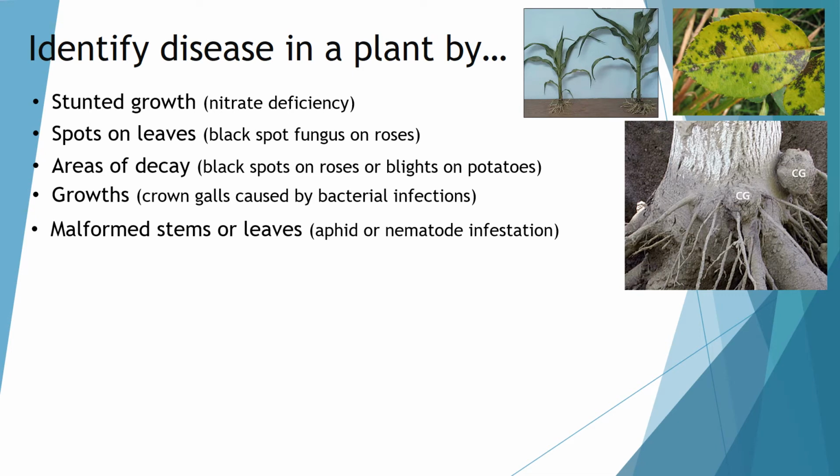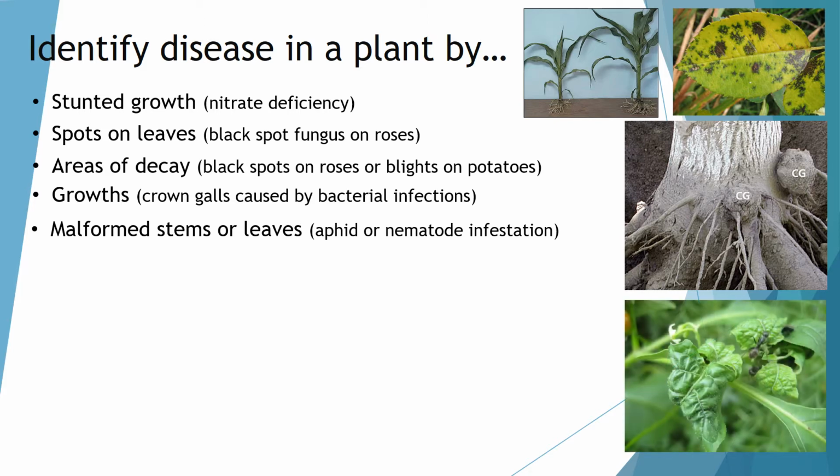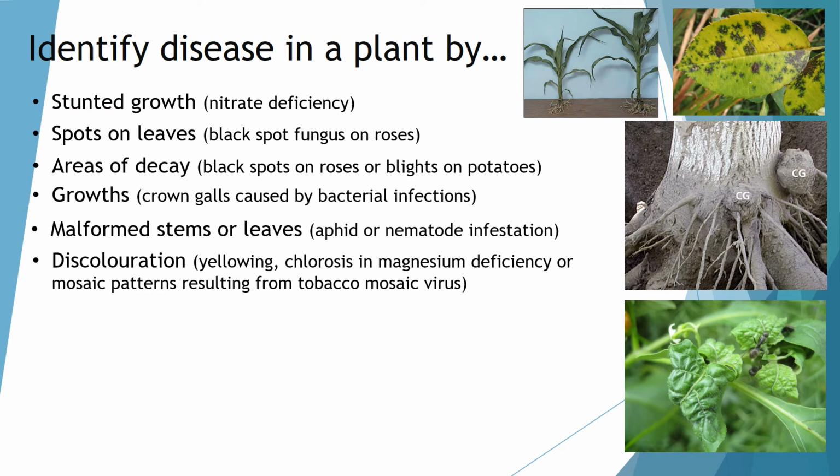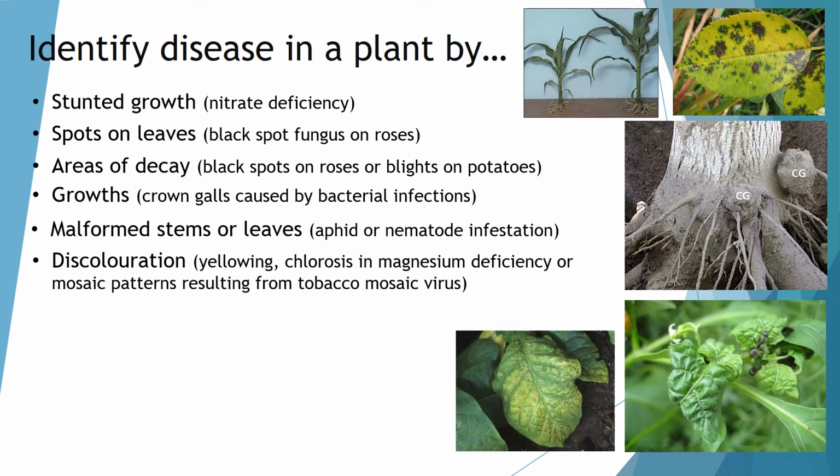Stems or leaves being malformed. Quite often you can have an aphid or a nematode infestation, so aphids will suck into the stem and cause deformations. Discoloration, any yellowing or chlorosis. Remember, chloro is to do with chlorophyll. So that is affecting the chlorophyll, which means that plants with a magnesium deficiency will have this sort of yellow mottled pattern. Mosaic pattern results from tobacco mosaic virus, which is a plant virus.